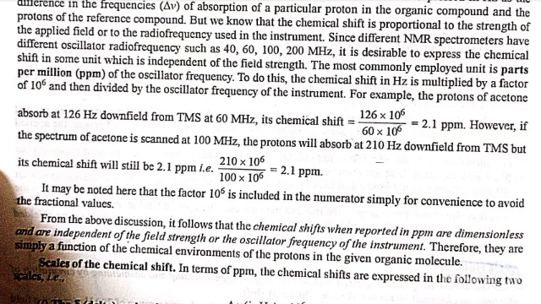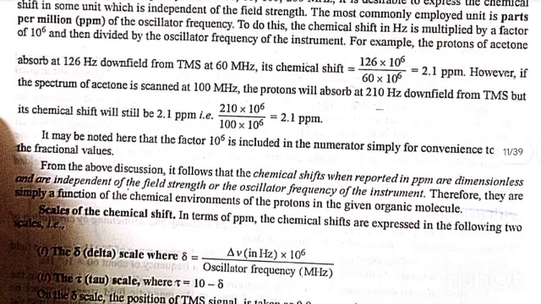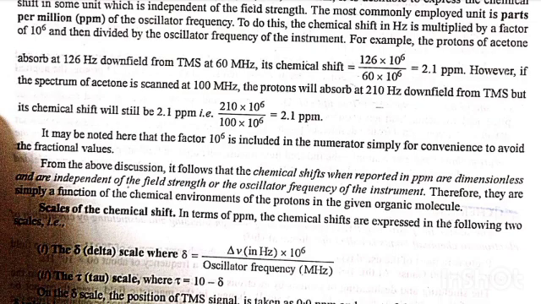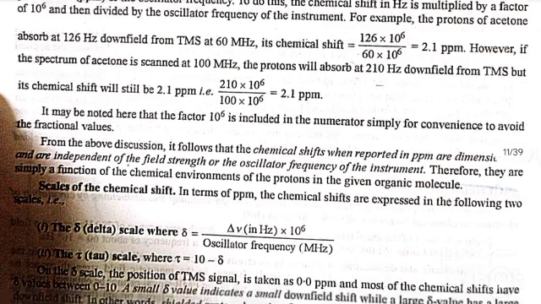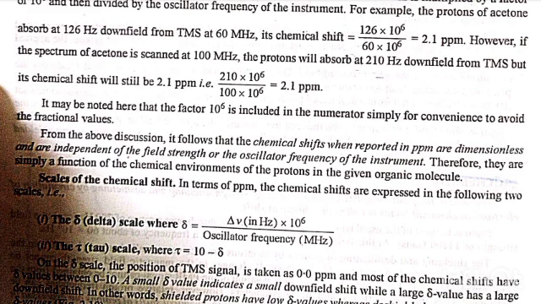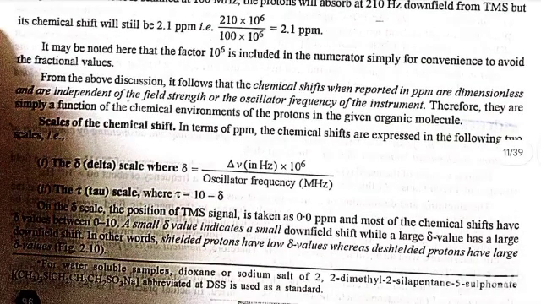To do this, the chemical shift in hertz is multiplied by a factor of 10 to the power 6 and then divided by the oscillator frequency of the instrument. For example, the protons of acetone absorb at 126 Hz downfield from TMS at 60 MHz. Its chemical shift is equal to 2.1 parts per million. However, if the spectrum of acetone is scanned at 100 MHz, the protons will absorb at 210 Hz downfield from TMS, but its chemical shift will still be 2.1 parts per million.